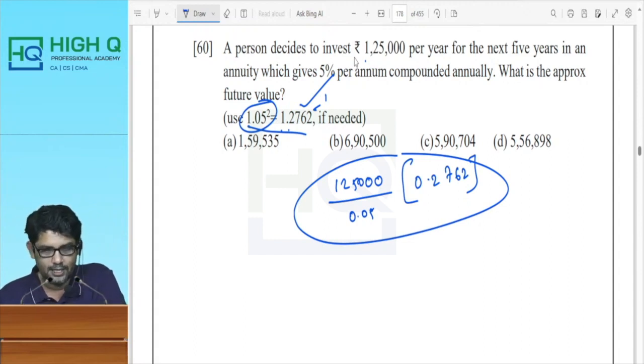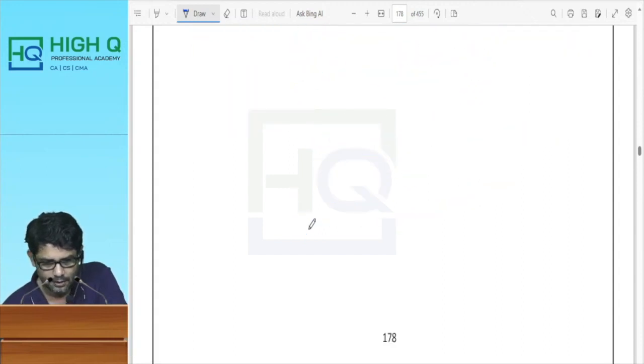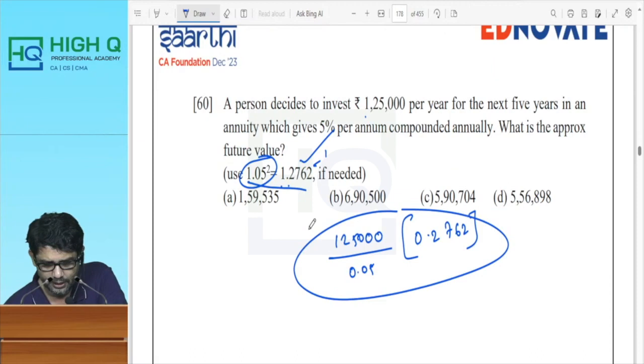Have you all got the answer, my dear? 68th sum? Kalpana, why did you give option A, my dear? I'm getting option B.